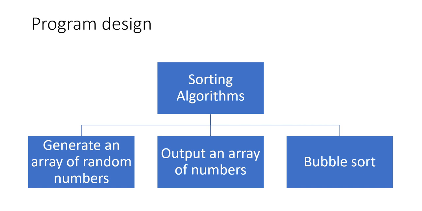Design our program a little bit. We're going to have our sorting algorithms program, and we're going to break it down into 3 subparts here. We're going to generate some random numbers in an array. We're going to have an output of the array so we can see what it looks like, and we're going to have a bubble sort. So we're going to be able to generate a random array of numbers, output that to the screen so we can see it, bubble sort that array, and then we can go and output it again, and we should see that it's been put into the correct order.